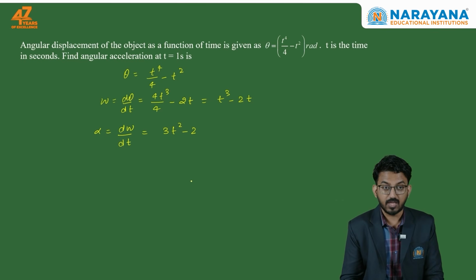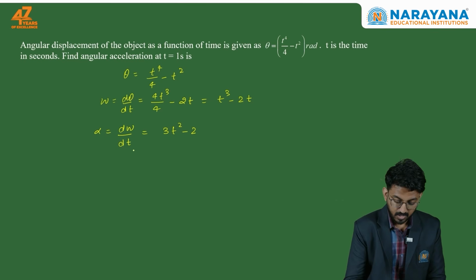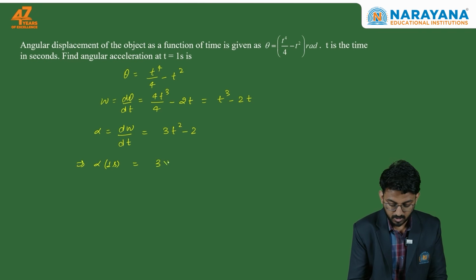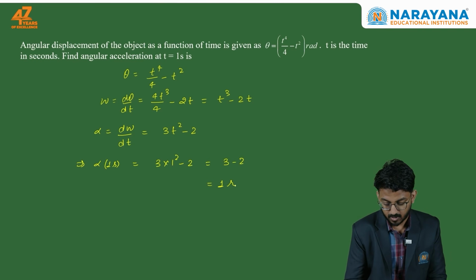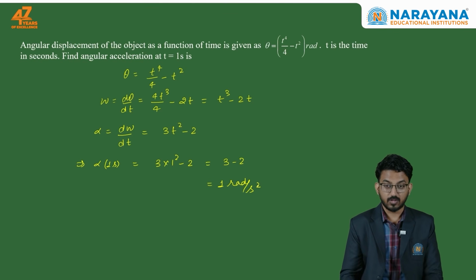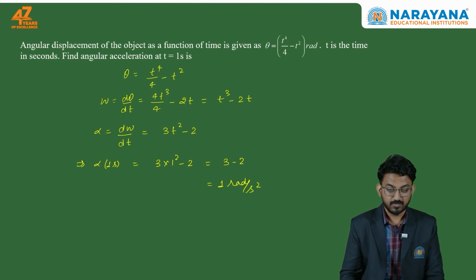They are asking for alpha at the time t equal to 1 second here. So you can put alpha at 1 second. This is going to be 3 into 1 square minus 2, which gives us 3 minus 2, giving us 1 radian per second square. This is the last question here. Thank you, everyone.